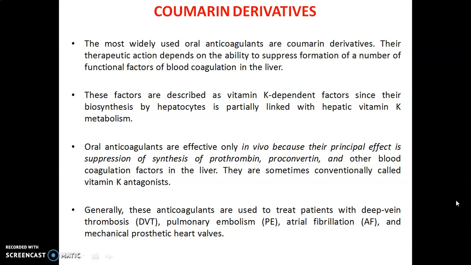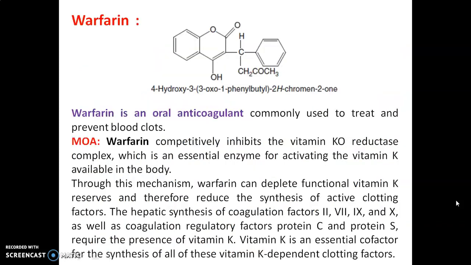Generally, these anticoagulants are used in patients with deep venous thrombosis, pulmonary embolism, atrial fibrillation and mechanical prosthetic heart valves. This is the first oral anticoagulant we are seeing here, warfarin. Here we represent the structure of warfarin. Warfarin is an oral anticoagulant commonly used in the treatment and prevention of blood clots. So what is the mechanism of warfarin?